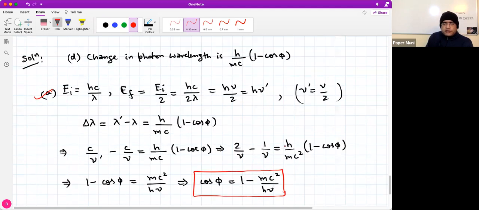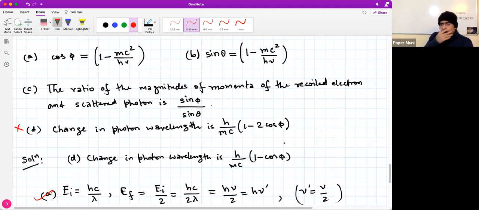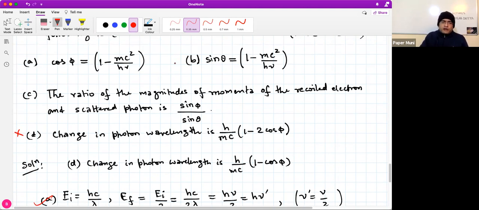Now the next thing we have been asked: this one will not be correct. If cos phi is this, we can find that sine theta won't be this thing. Take it as homework and try to find out what sine theta will be. For MSQ, you should always explore all the options. I'm telling you that this is incorrect, just find out what sine theta will be.